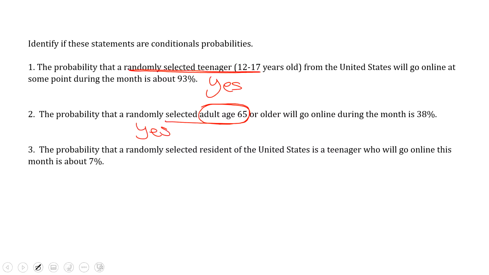The last one is the probability that a randomly selected resident of the United States, and now we're talking about everybody in the United States, that is a teenager. So we're looking at everybody, but we want a teenager that's going to go online. Is about 7%. So here we're talking about everybody. This is one of those and statements we talked about yesterday. This is an and. Pick a person who is a teenager and will go online. Does it make sense? Does everybody kind of see that? Okay.